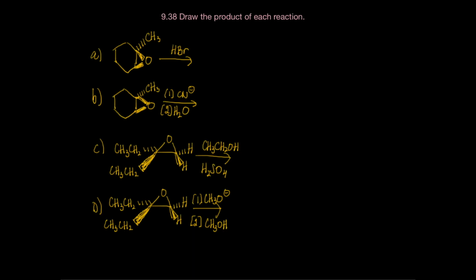Let's get started. This problem says simply draw the products of each reaction. You want to do a couple things here. First, for your epoxide, you want to carefully determine which is more substituted and which is less substituted. This carbon's secondary, this carbon's primary. So the primary is less substituted and the secondary is more substituted.